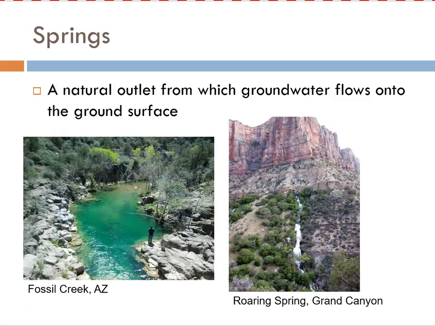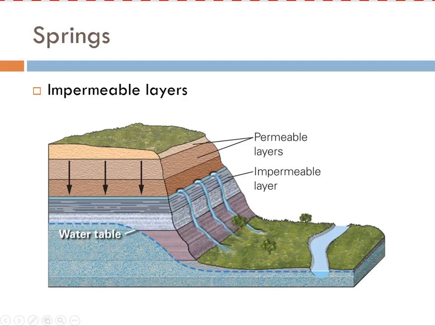On the right is Roaring Spring in the Grand Canyon. At the very top you can see that big steep cliff that we all know and love from the canyon. And as you make your way down, you can see there's definitely a layer where there's water. There's a waterfall just coming out of the wall. So this is one of the really cool ways you can get springs, where it just looks like it's shooting out of the wall. So there's lots of things that can cause a spring.